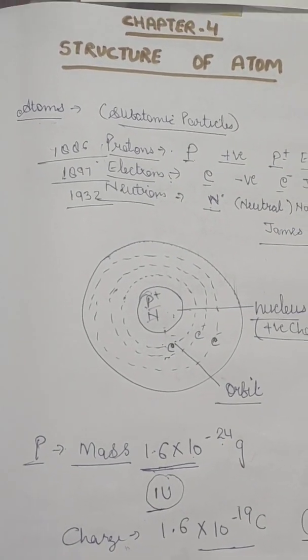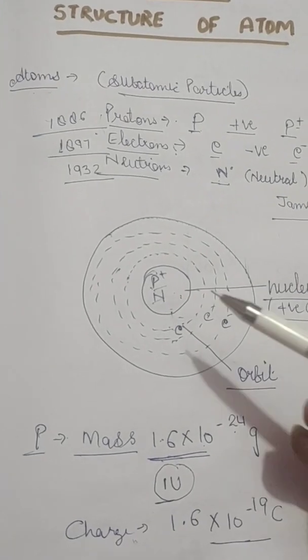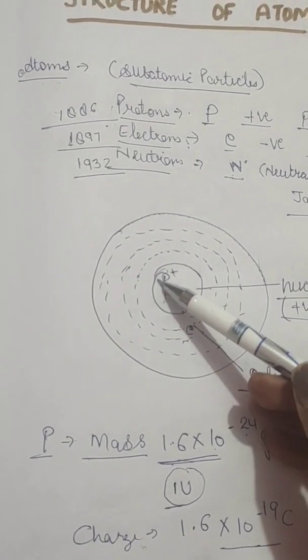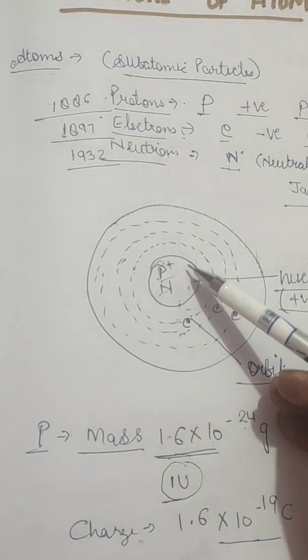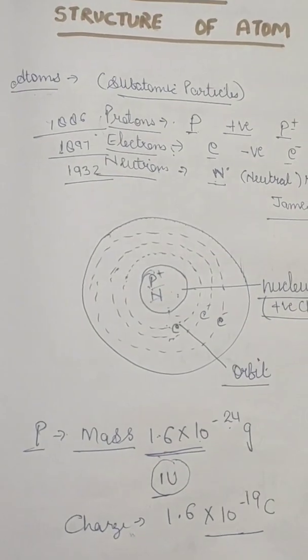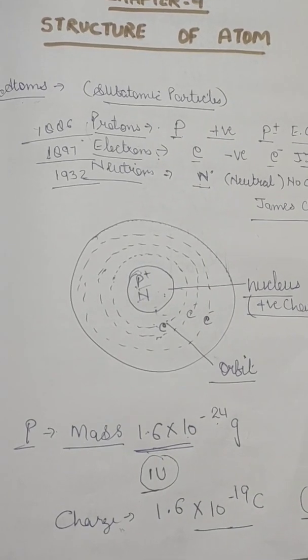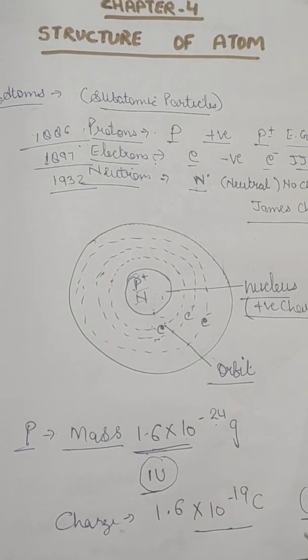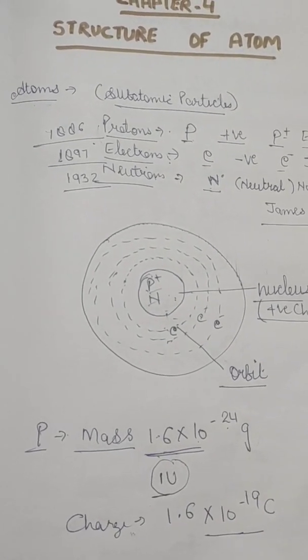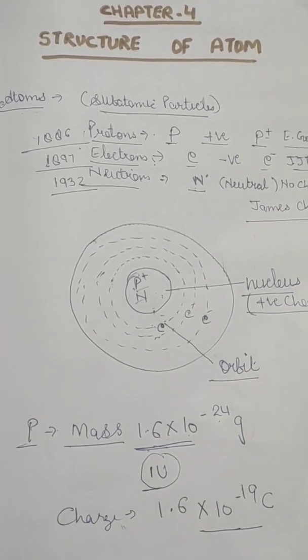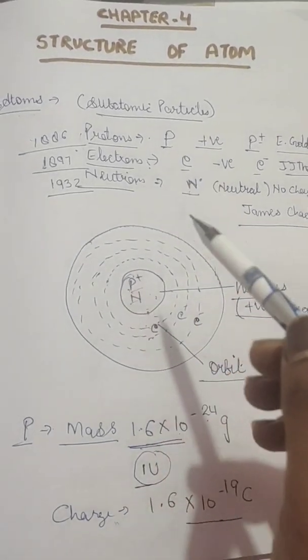So today we have learned that protons and neutrons reside inside the nucleus, electrons revolve outside the nucleus, and the atom is divisible. After this, we will be doing our next lecture video in which we'll be studying the discovery of proton, electrons, and neutrons.